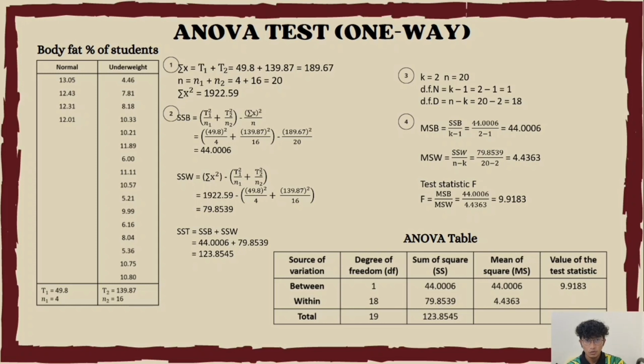Next, we'll talk about the one-way ANOVA test. In this part, we will test the relationship between weight status and body fat percentage. First, we must calculate the value of the test statistic using the ANOVA table. We will find the degree of freedom, sum of squares, and mean of squares of the data between the groups and within the groups. After we get all the values, we can calculate the test statistic, which is 9.9183.